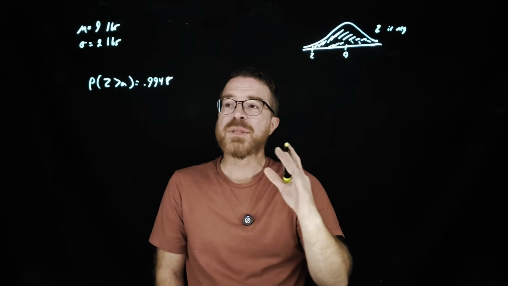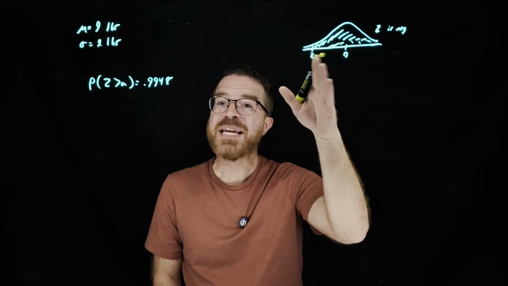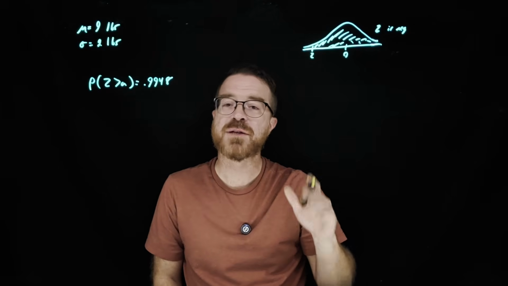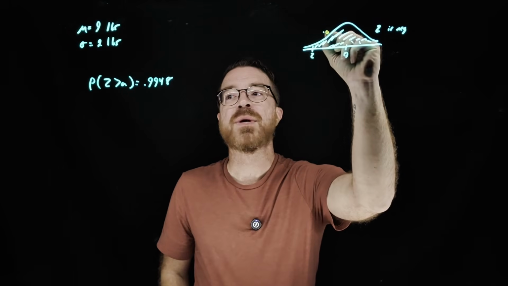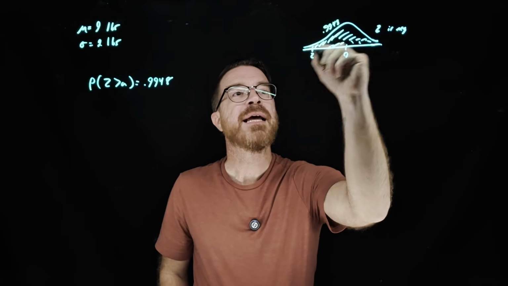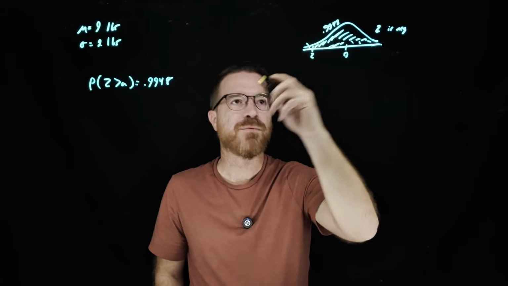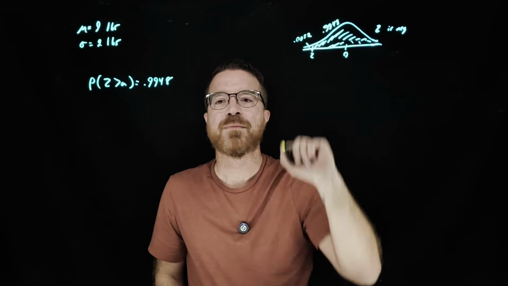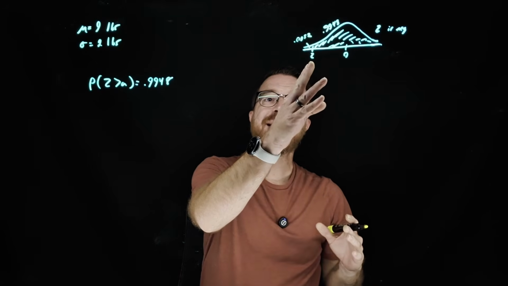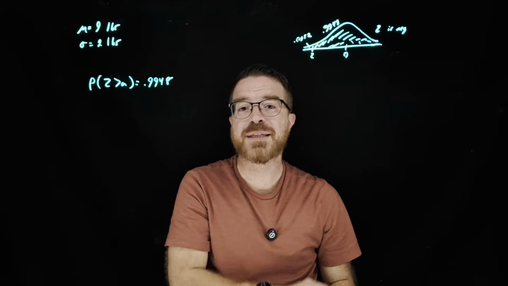So what this means is that we are going to have to do some transformation, because we can't look this probability up on our table, since we don't have probabilities to the right on our table. So if this is 0.9948, then to the left of this has to be 1 minus 0.9948, or 0.0052. So we're going to go to our negative z table, looking to the left, and find 0.0052 to figure out what the z has to be.